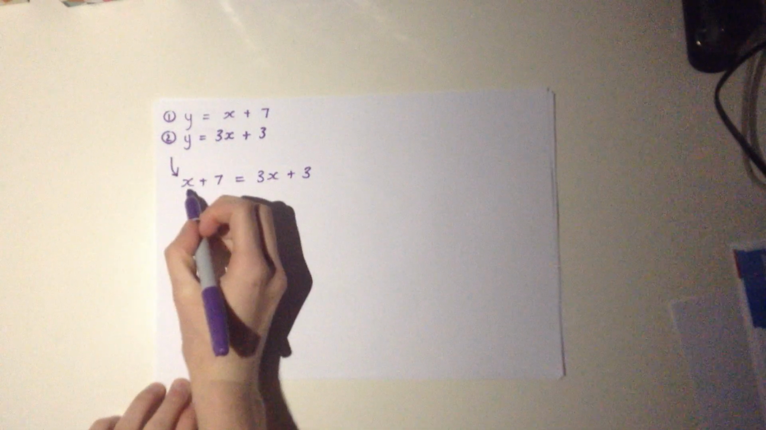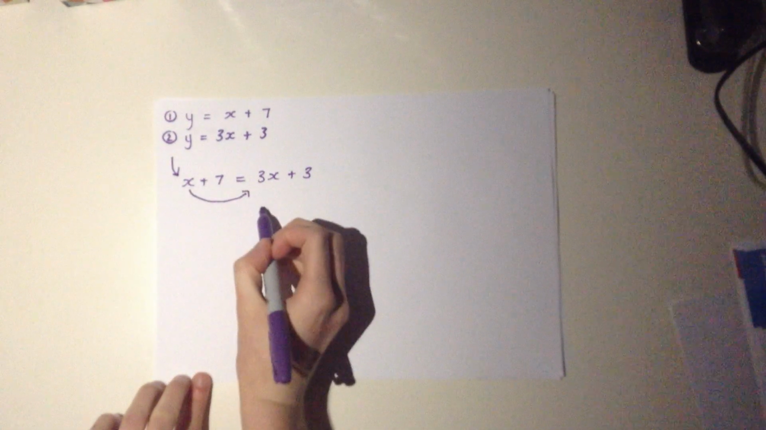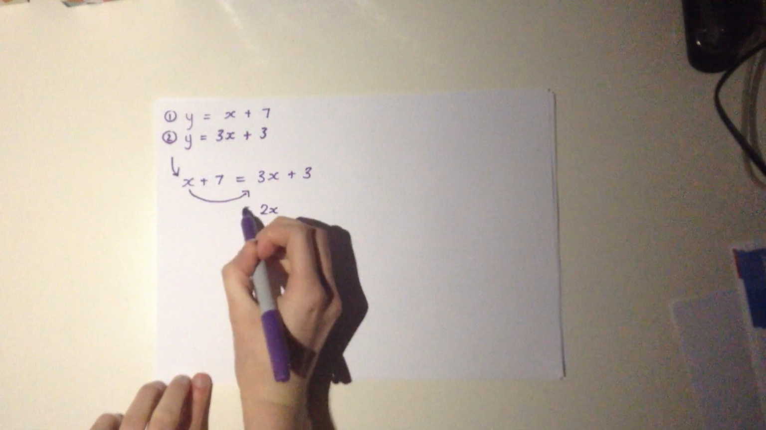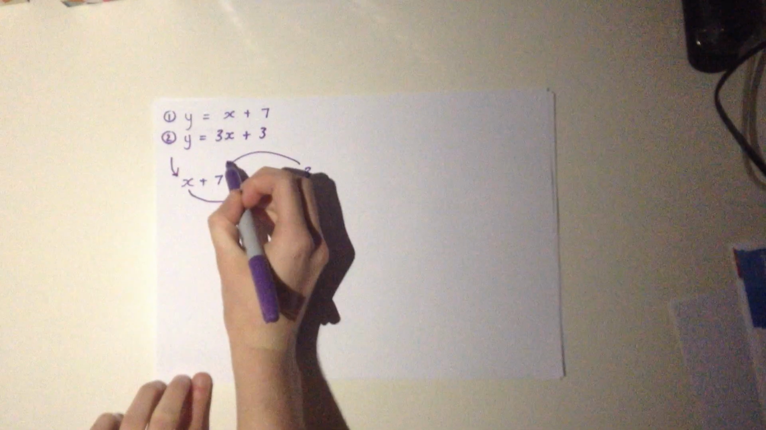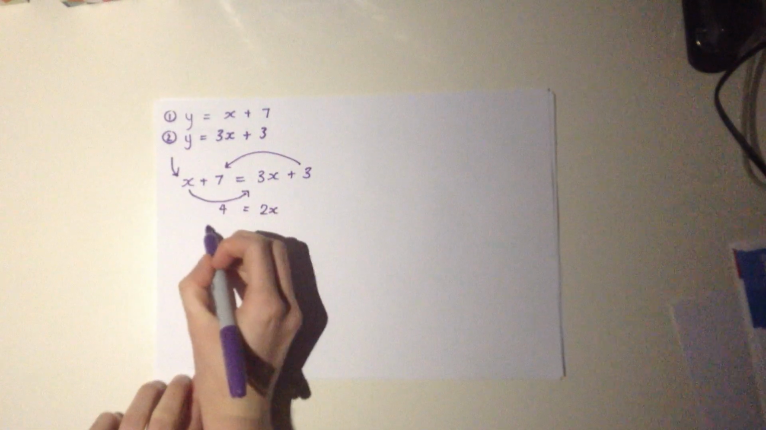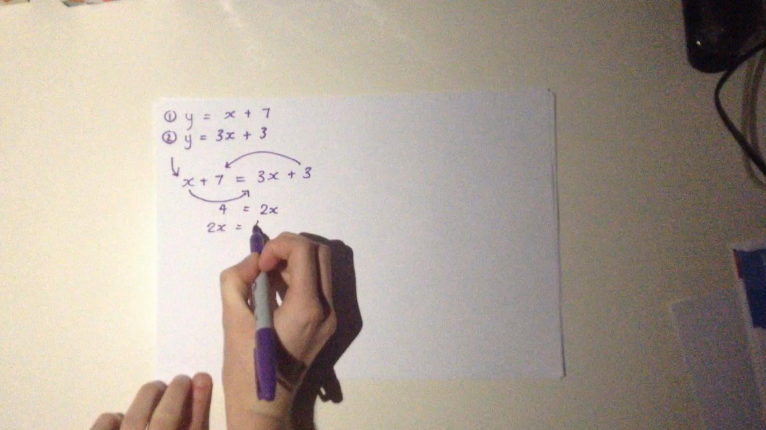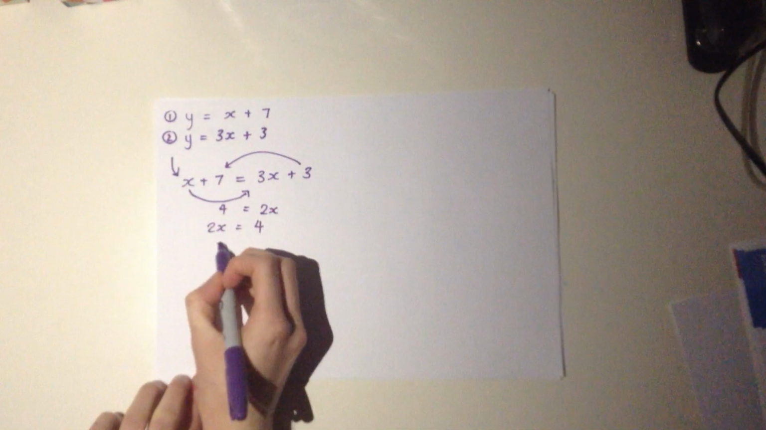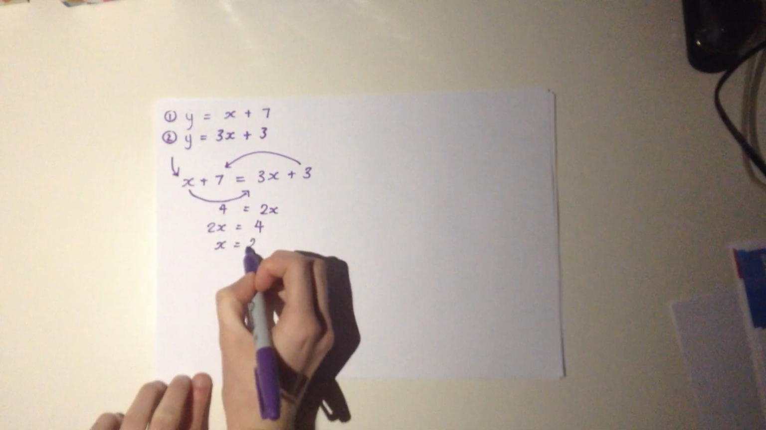Now if we take the x over here, we get 2x on this side. And if we take the 3 over here, we've got 7 minus 3, which is 4. So we've got 2x equals 4, meaning that x equals 2.